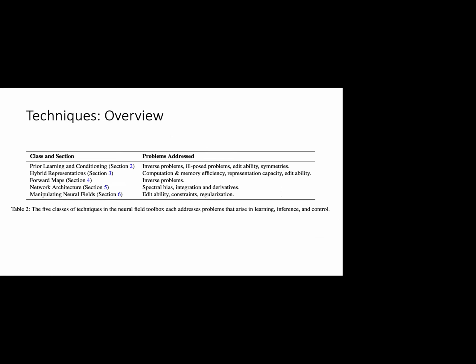Section 2 talks about prior learning and conditioning. Section 3 talks about hybrid representations, and we're going to skip through that a little bit because I don't find it quite as interesting. Feel free to stop me if you want to talk about it. It's basically hybrid continuous-discrete representations for efficiency. Section 4 talks about forward maps. I think that's very interesting because when you start talking about forward maps, you can start talking about inverse problems. Section 5 is super interesting.